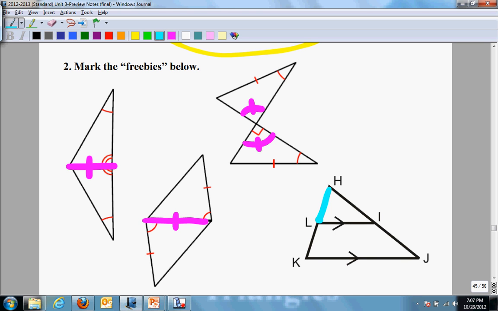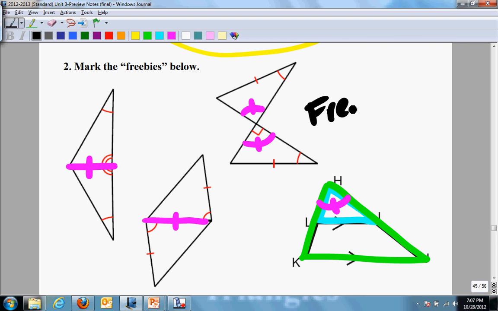Here, we have a blue triangle and an overlapping green triangle. They share the common angle H, so that means H is a reflexive angle. All of those are congruent, even if they're not marked congruent. That's why they're called freebies. Make sure you can spot these. It's very important.